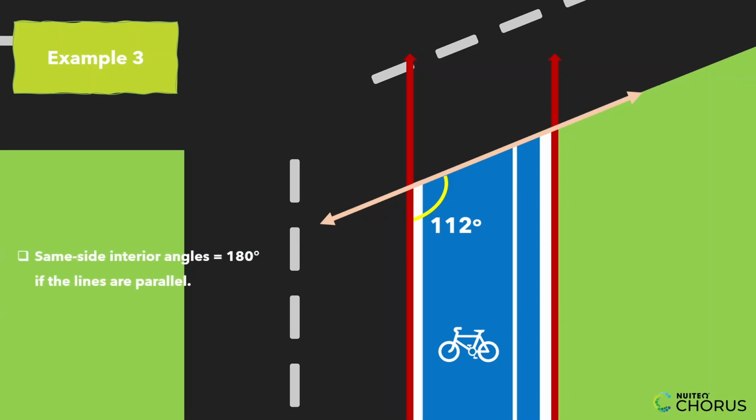Solution. Same-side interior angles sum up to 180 degrees if the lines are parallel. 112 degrees plus the other angle equals 180 degrees. The other angle equals 68 degrees. If the surveyor's measurement matches 68 degrees, your design is safe. If not, time to remeasure before someone ends up in the wrong lane.